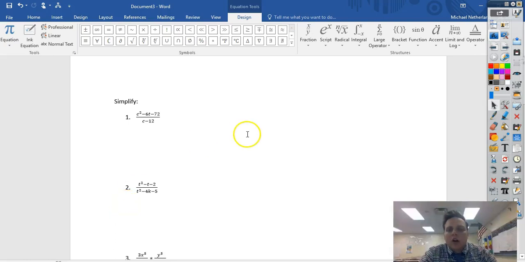Hey guys, we're just going to work through the review for y'all's test. Okay, so first question, number one, it says simplify, and it gives us this rational expression. Well, first step, guys, is to factor.